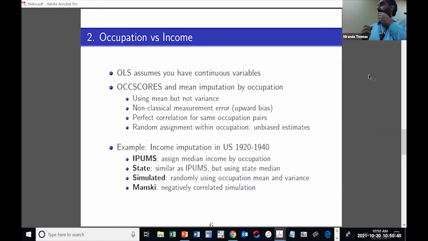Okay, and I'm going to show you a very simple way to actually get rid of this bias: randomly draw from the distribution of occupation, knowing the mean and the variance. Okay, that's my preferred estimation. And again, this is something we're working on with Chris Vickers and Joe Ferrie.